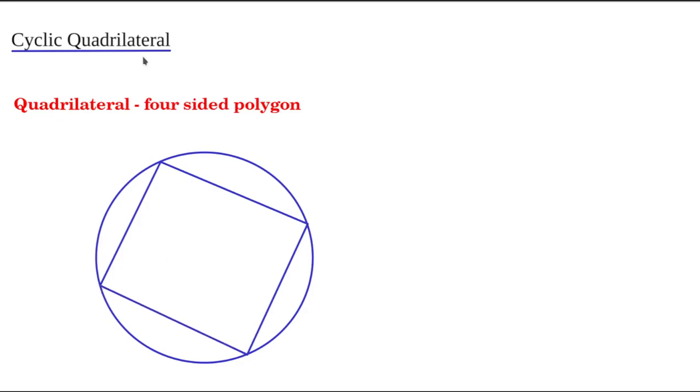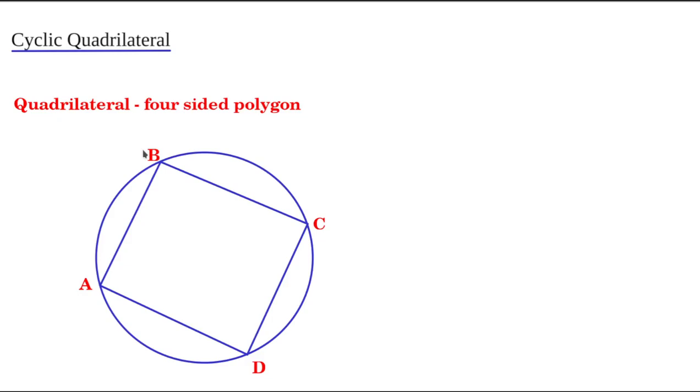Now this is your cyclic quadrilateral, A, B, C, D. It's your cyclic quadrilateral because all of its vertices are on the circumference of the cycle. Now that is a cyclic quadrilateral. Now let's try to define our theorem on cyclic quadrilateral.